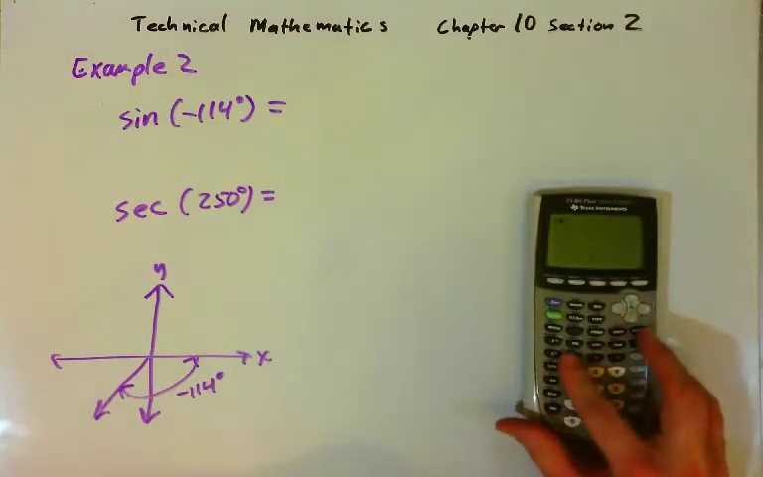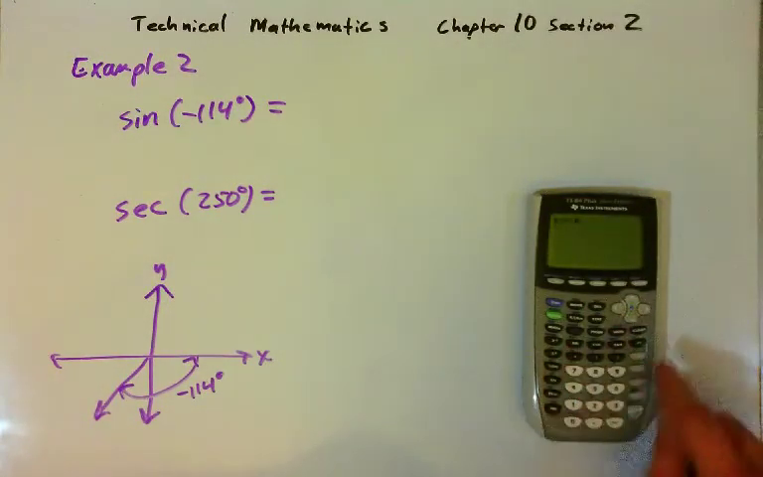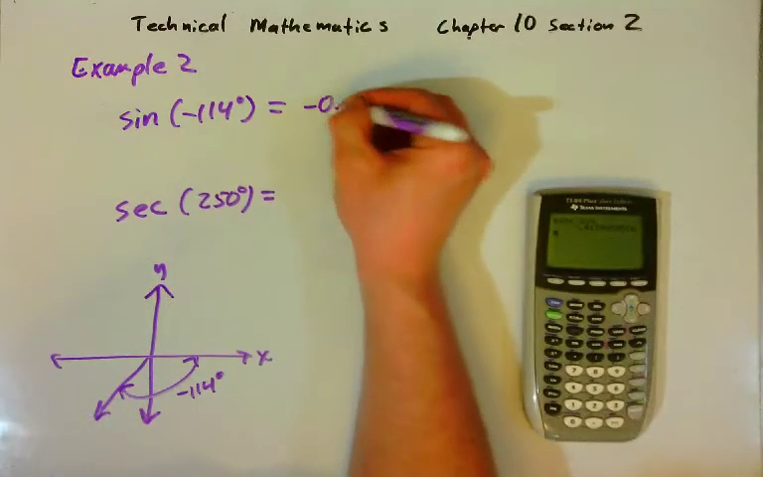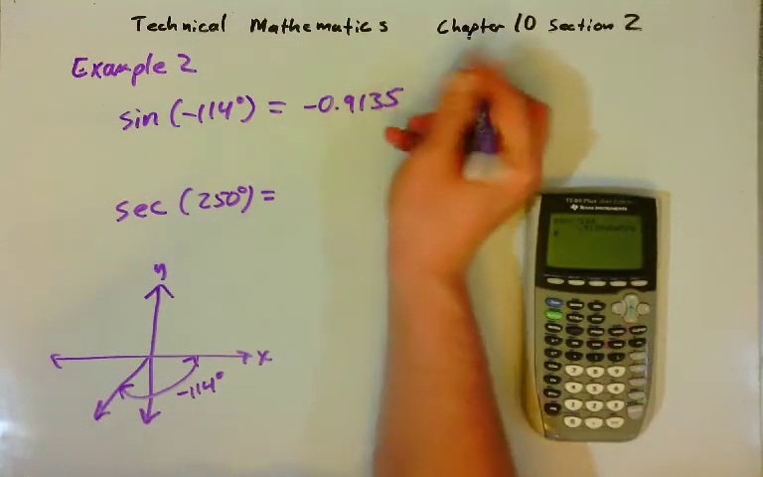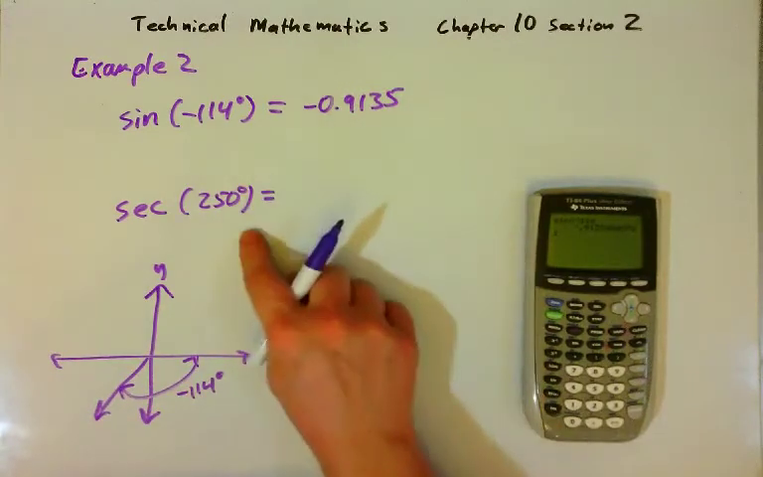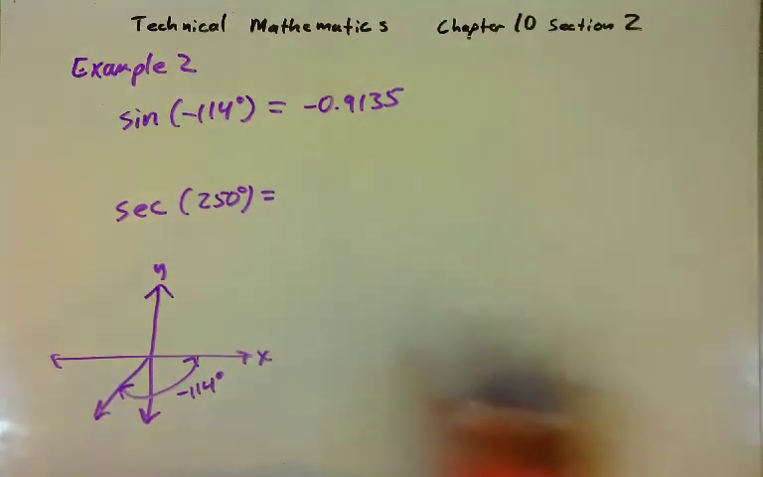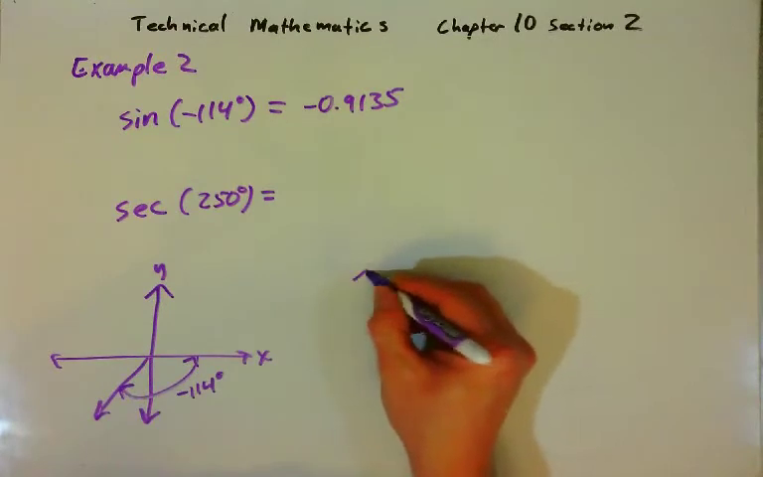We type in the sine of negative 114 degrees, and we get negative 0.9135. That'll be the sine of theta. Now the secant of 250 degrees is a little bit different.